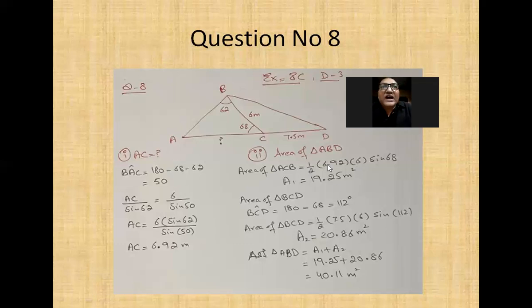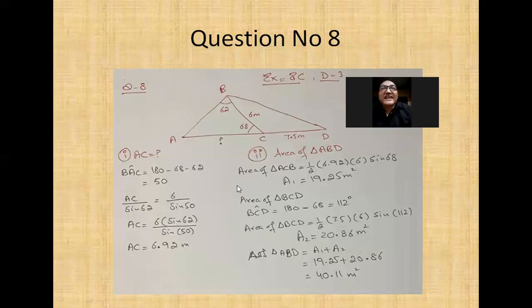So it will be 1 by 2 into 6.92, which is this side, and into 6, which is this side, and into sine 68, which is the angle between those two sides. So when you enter this in your calculator, listen carefully: you will write 1 divide 2 multiply 6.92 multiply 6 multiply sine 68 equals to. So you will get 19.25 meters square.